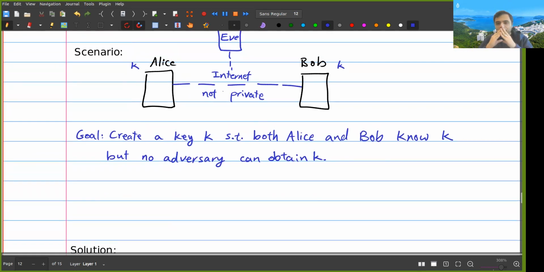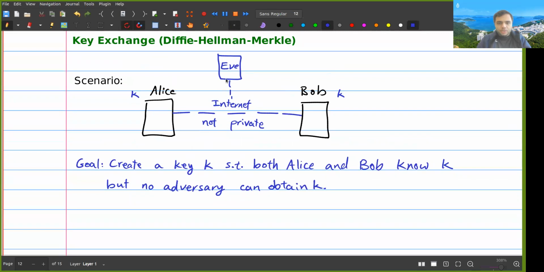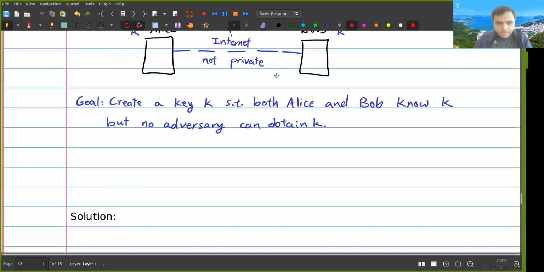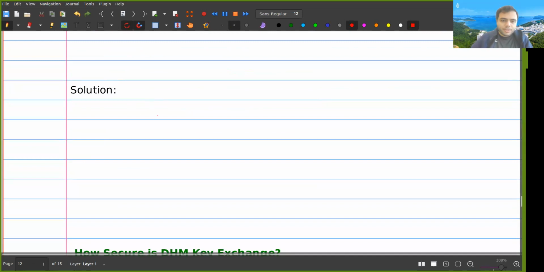Okay, so how do we solve this? Basically, the problem is that we want to have a shared value between two people, and these two people can only communicate over this channel, over the internet, but we want anyone else who sees all the communications to be unable to obtain the same shared key K, right? Okay, so here's the idea. I'm just going to first say what the solution is, and then I'll tell you why it is secure.